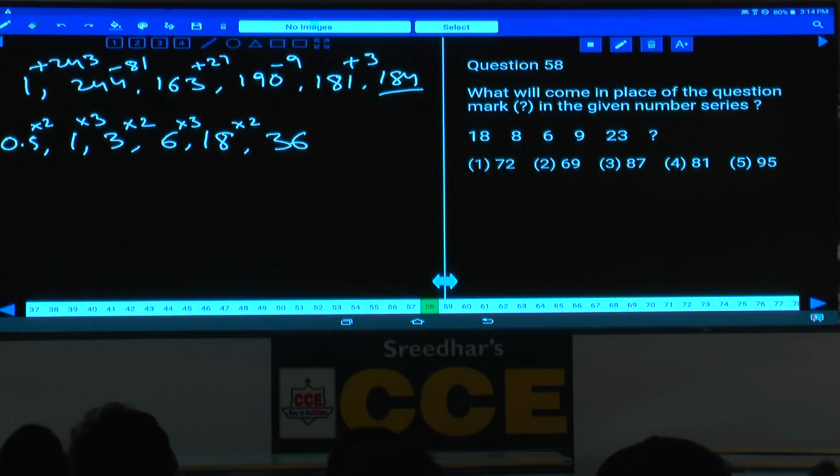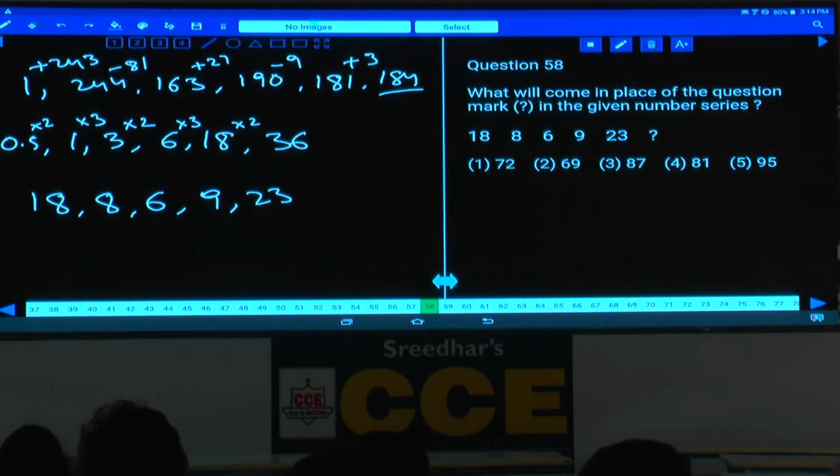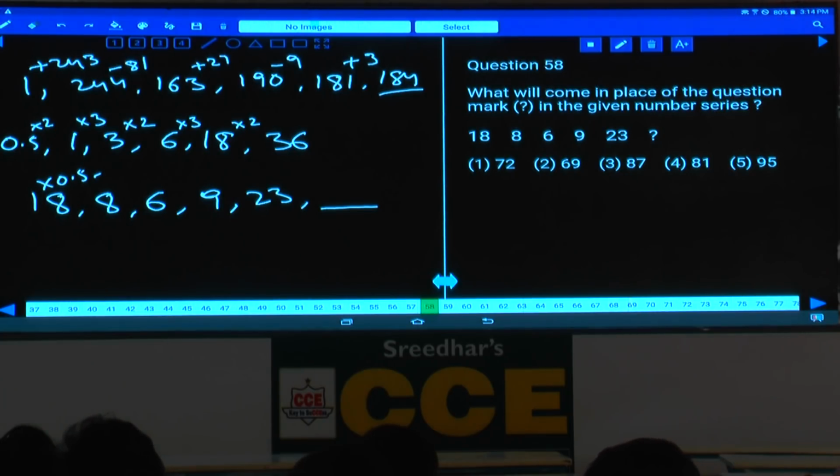Then coming to 58. Now in this question number 58, 18, 8, 6, 9, 23. How to represent this one? 18 and 8 can be written as 18 into 0.5 is 9. 9 minus 1 is 8. And next one, 8 into 1 minus 2 is 6. And 6 into 1.5, 6 into 2 minus 3.